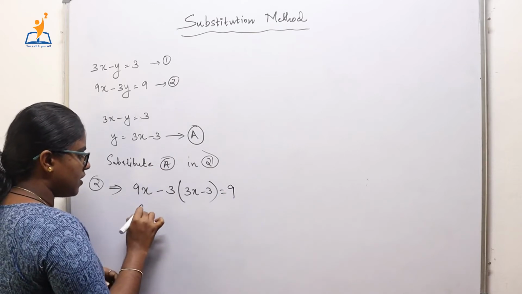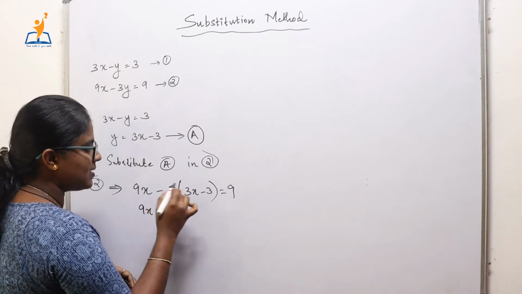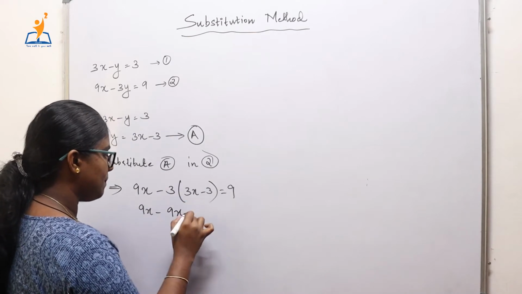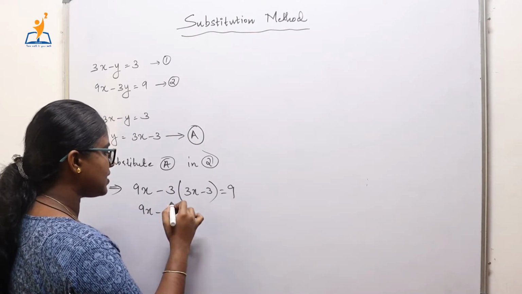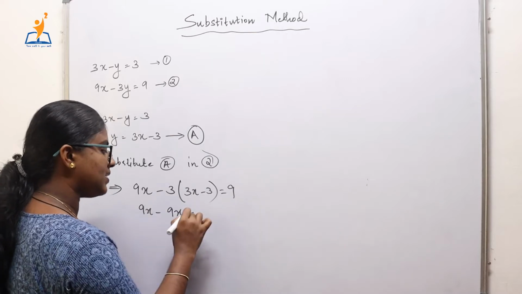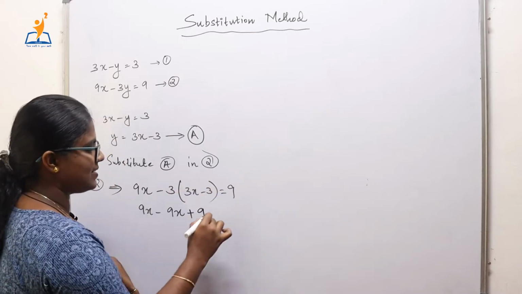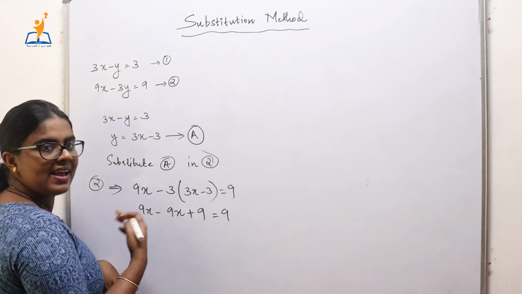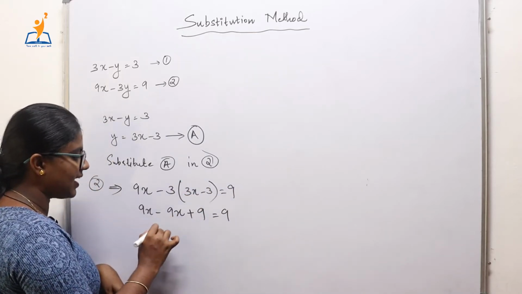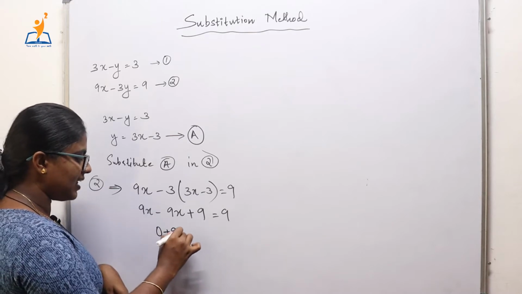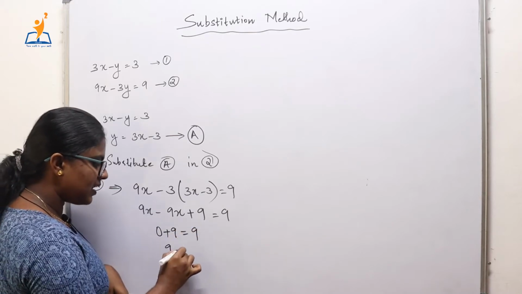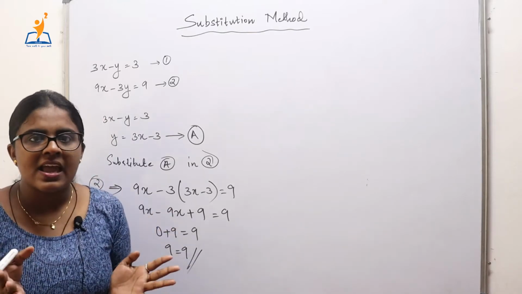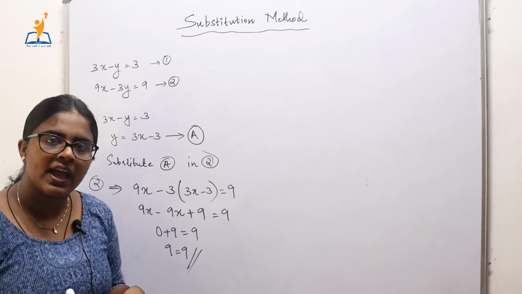Now we are going to solve this. That is 9x minus 3 into 3x is nothing but 9x, and minus 3 into minus 3 is nothing but plus 9, equals 9. So 9x and minus 9x get cancelled. We get 0 plus 9 equals 9. That is 9 equals 9. The x has been eliminated here and we got 9 equal to 9.